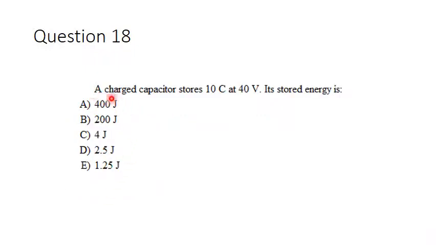A charged capacitor stores 10 coulomb at 40 volts. So its stored energy is what? You will just use the law of energy storage. You have 10 coulomb as charge and 40 volt the voltage, and it is required to find the stored energy. It is 400 joule, 200 joule, 4 joule, 2.5 joules, 1.25 joules. It's just a simple calculation.